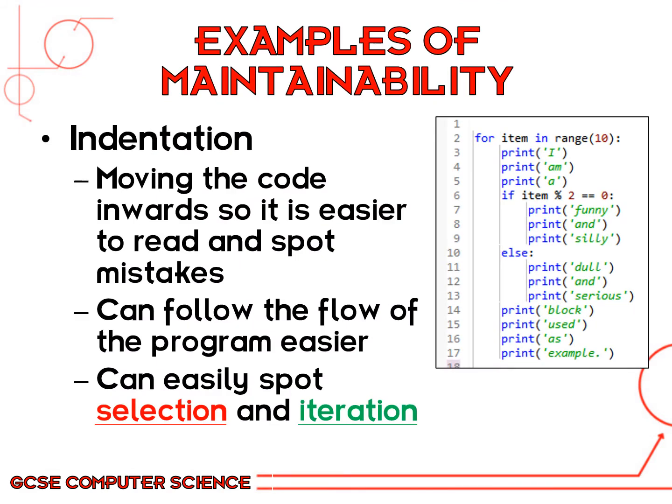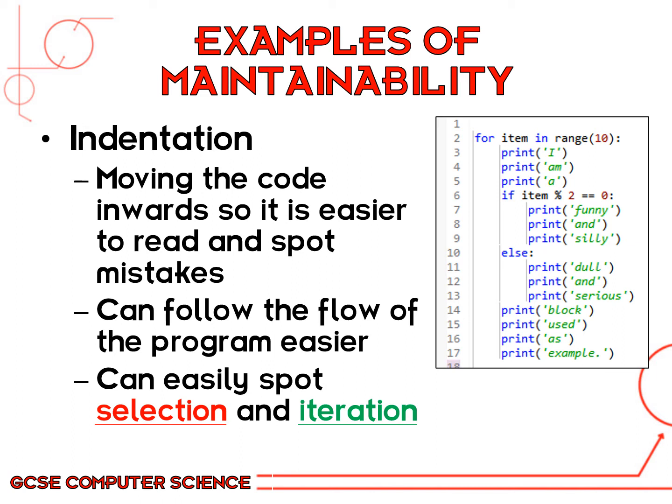So let's look at some examples of maintainability, ways of maintaining our code successfully. So the first one, this goes without saying really, because a lot of things won't actually work without adding the indentation in. But one of the reasons why we have it is so that it's easier to read the code. So indentation is literally moving the code inwards so that it's easier to follow the program through.